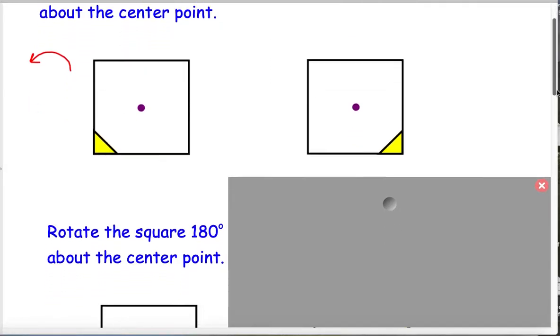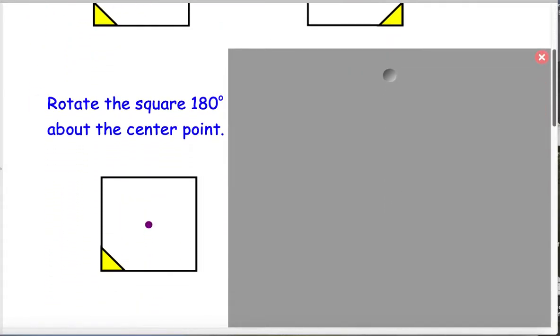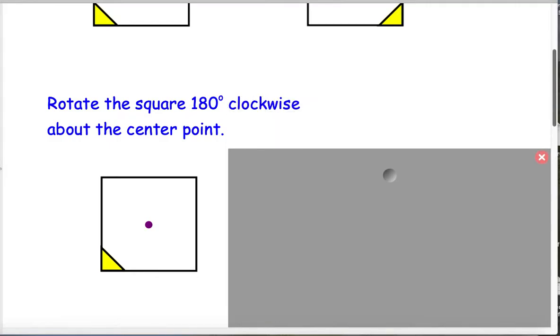Let's try another one. And by the way, it's a good idea: hit pause, try and draw your picture, and then see how you did. Rotate the square 180 degrees clockwise about the center point. Okay, go ahead, hit pause and draw your picture, and then hit play.